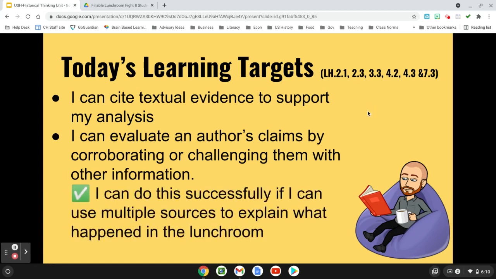So you'll know you've done this successfully at the end of this lesson if you can use multiple sources to explain what happened in the lunchroom.